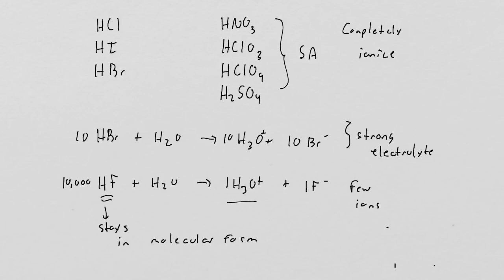Because of that, you have what we call a weak electrolyte. And the reason why it's a weak electrolyte is you're not producing many ions. So it's not going to conduct electricity very well. And that ends that video. We just stop there.